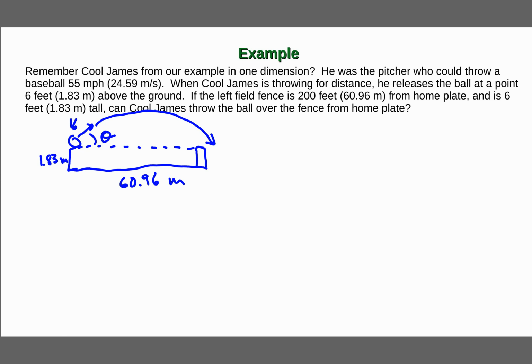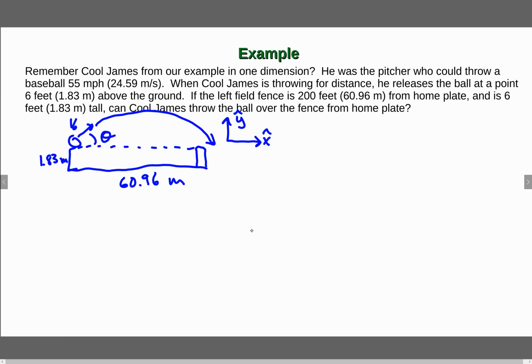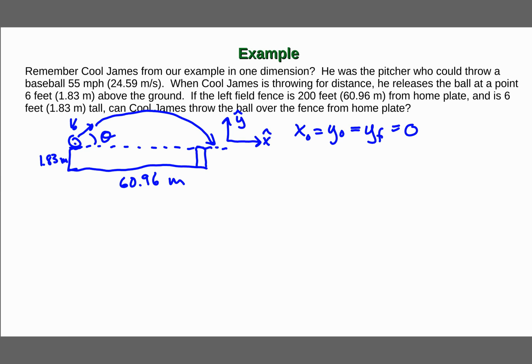So let's pick a coordinate system. And I'm going to pick the one again where x hat goes along the direction of the ground. It goes horizontal, and y hat is vertical. I'm going to pick the origin at the starting point of the ball so that x naught equals y naught equals, in this case, y final because the wall is the same height. So in the end, we're ending this consideration at the same height that we started, and that's 0. Okay? So we picked our origin such that x naught, y naught, and y final are 0.